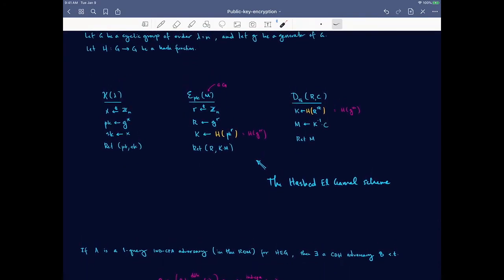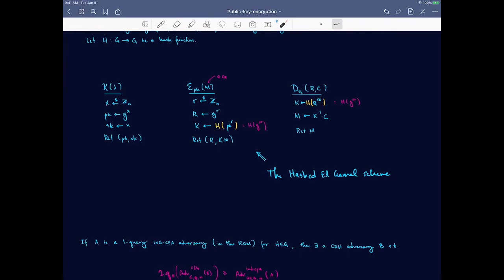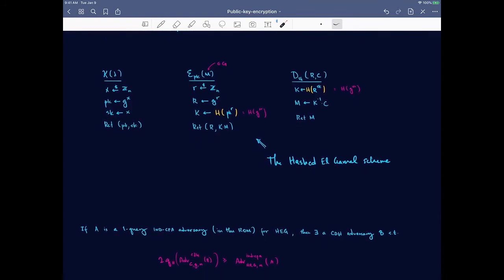And this scheme is secure based on the CDH assumption. I actually see that I have a typo down here. This should not be DDH, but rather it should be CDH. Yeah, CDH. The hashed Elgamal scheme is IND-CPA when we model the hash function as being perfect, as being a random oracle. Hashed Elgamal is IND-CPA against one query adversaries, only assuming that CDH is hard.